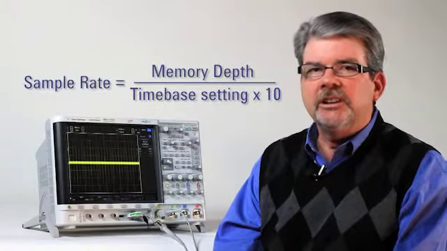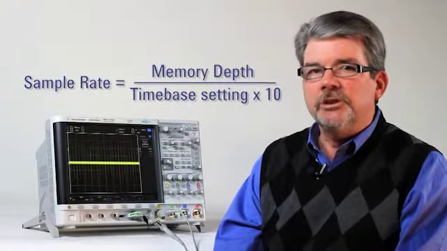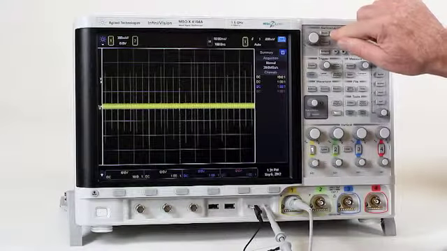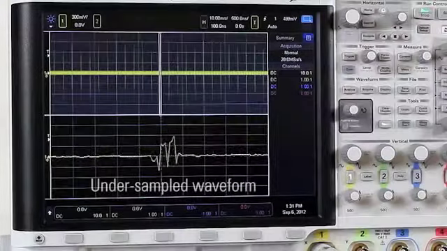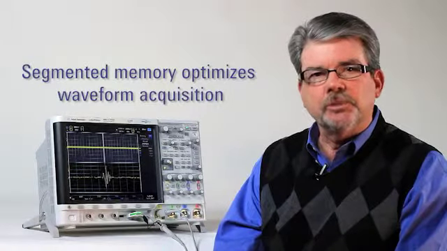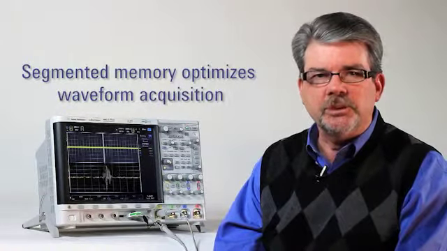Sample rate is a function of the scope's time-based setting and memory depth, which for this scope is 4 million points. If I turn on zoom, we can see that each burst is now undersampled. One solution would be to use a scope with much deeper memory, but a better solution is to use this scope's segmented memory acquisition mode.